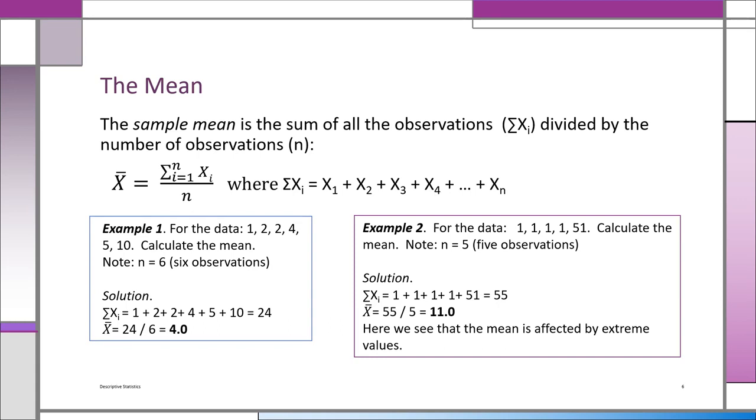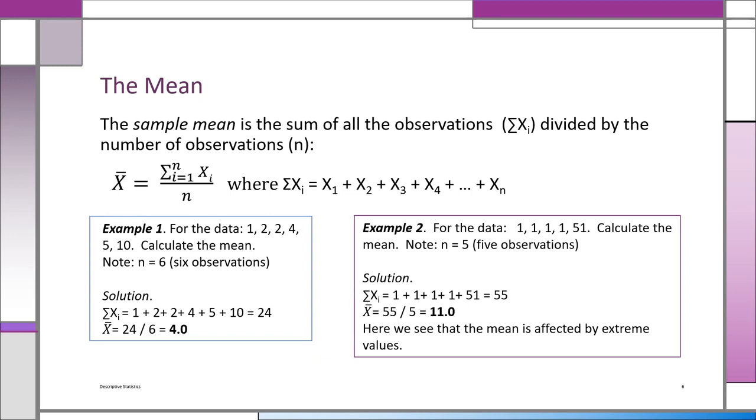Example 2. Okay, here we have 5 numbers: 1, 1, 1, 1, 51. n is 5. We sum that row of numbers. We get 55: 1 plus 1 plus 1 plus 1 plus 51. 55 over 5 is 11.0.